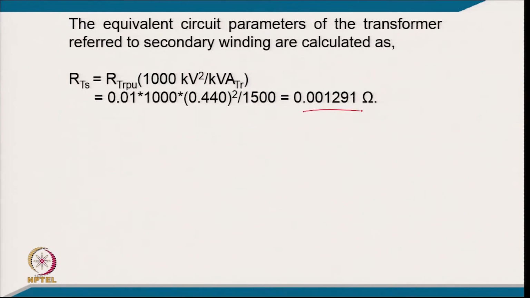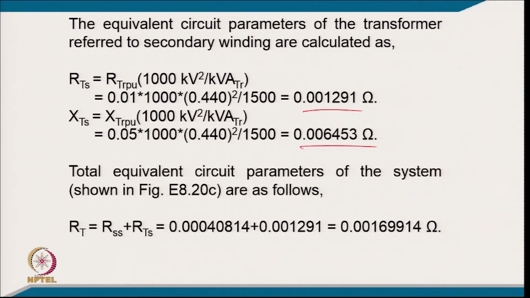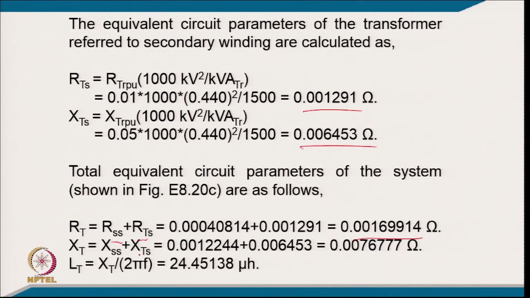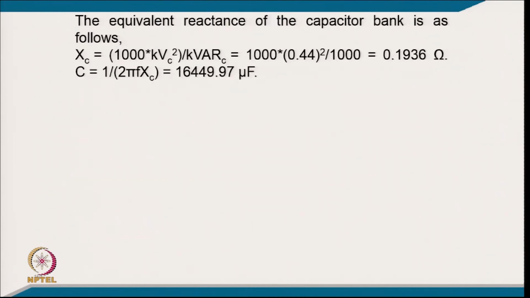Now, the equivalent circuit parameters of the transformer referred to the secondary side, that is, the given 1% resistance, comes 0.001291 ohm, and the reactance, the transformer short circuit reactance of 5%, comes 0.006453 ohm. The total equivalent circuit parameters of the system shown in that figure: the feeder resistance plus the transformer resistance on the secondary side comes 0.00169914, and the total reactance is calculated as 0.00767, and the inductance of this will be 24.45138 microhenry.